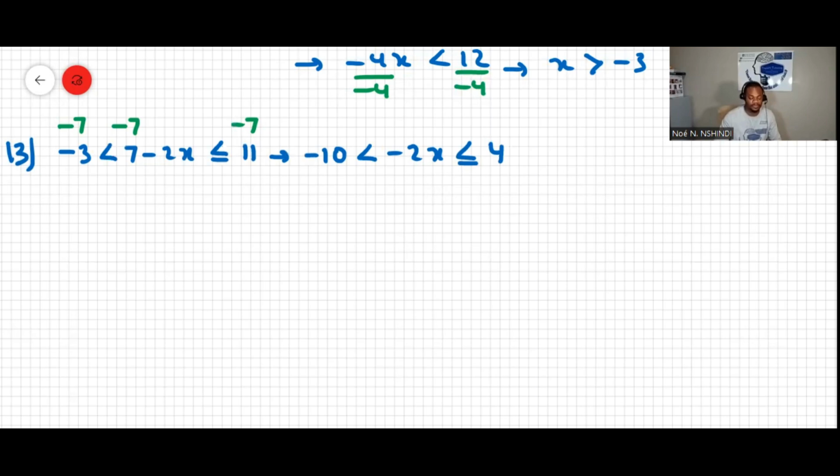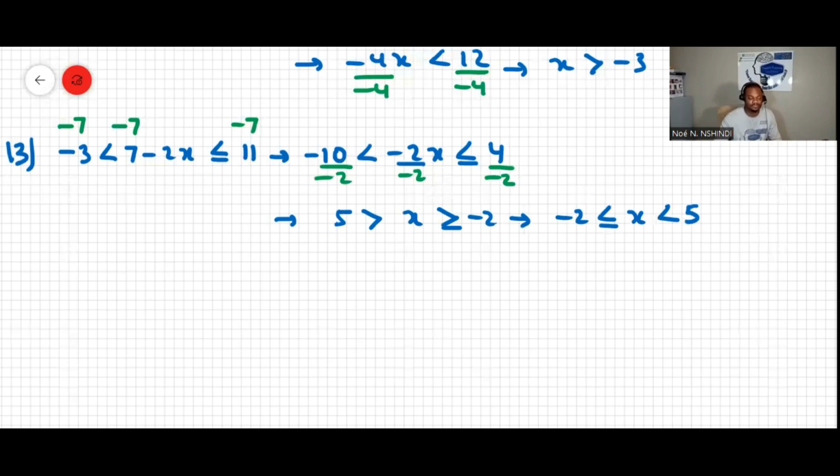Now I need to get rid of the negative 2 here, so I divide here by negative 2, and also divide by negative 2, and divide also by negative 2. And then this will become 5. Because I divide by a negative number, the inequality also will switch sides. So it's going to be x here, and then greater than or equal to negative 2. So this can be written in ascending order as negative 2 less than or equal to x, less than 5. So that's the solution for question 13.